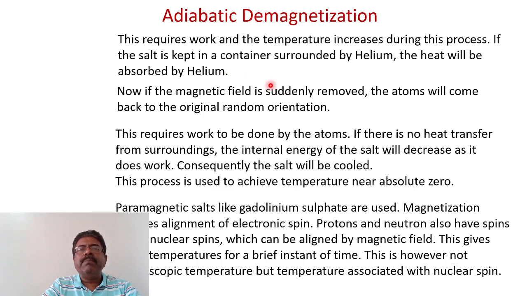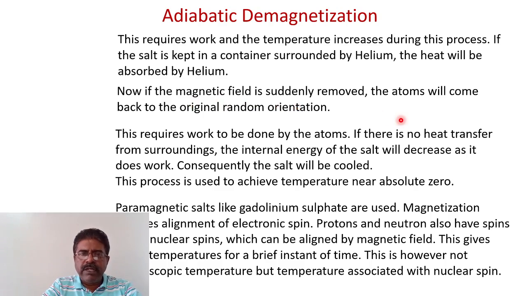So if the salt is kept in contact with the surroundings, for example liquid helium, what will happen? The temperature increase during the process of alignment will be absorbed by the liquid helium, and now the temperature of the sample will be in equilibrium with the surroundings. That means the liquid helium, which has a temperature of the order of 3 to 4 degrees Kelvin. So it is actually a sufficiently low temperature. Now, initially we have increased the magnetic field to increase the orientation of the tiny magnets in the paramagnetic salt along the direction of the magnetic field.